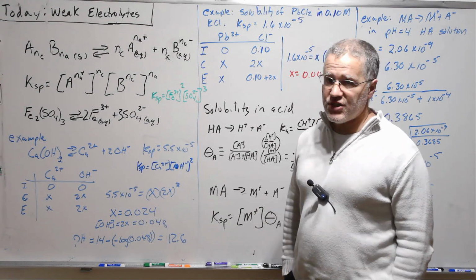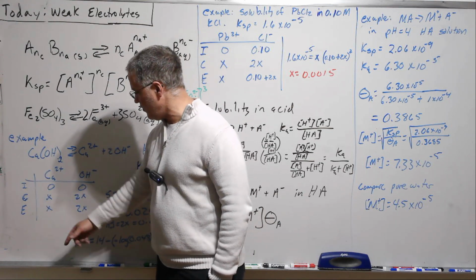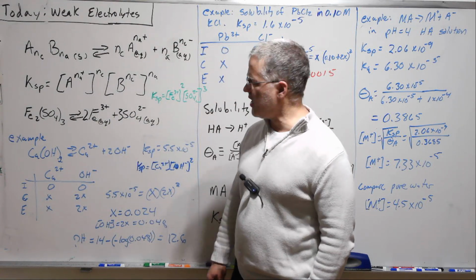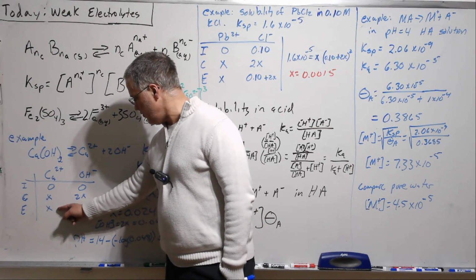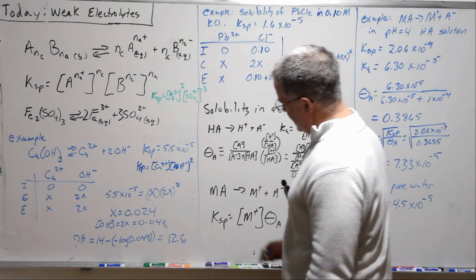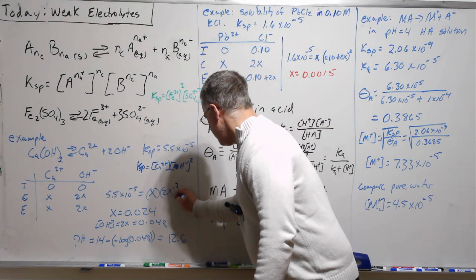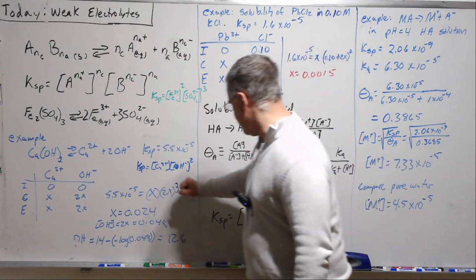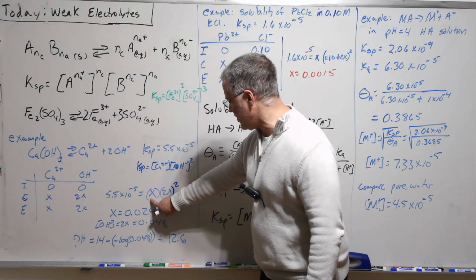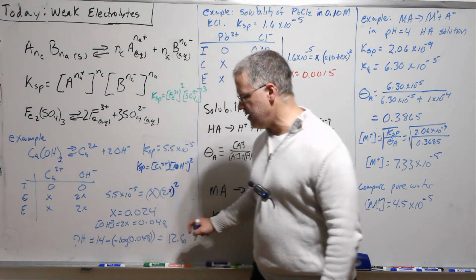Now, we'll write an ice chart here, and you'll see it's a very simple ice chart because the solid doesn't show up in the ice chart. That's going to be 1 all the way down. So we're going to start with no amount of calcium or hydroxide, and then we will get X and 2X, and we can write that like 2X squared. So here's our calcium concentration in equilibrium. Here is our hydroxide, right? It's 2X, so really easy to make a mistake here.